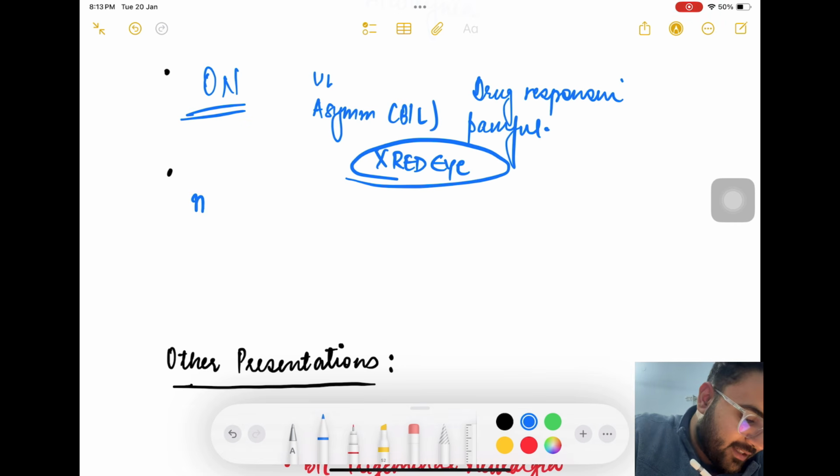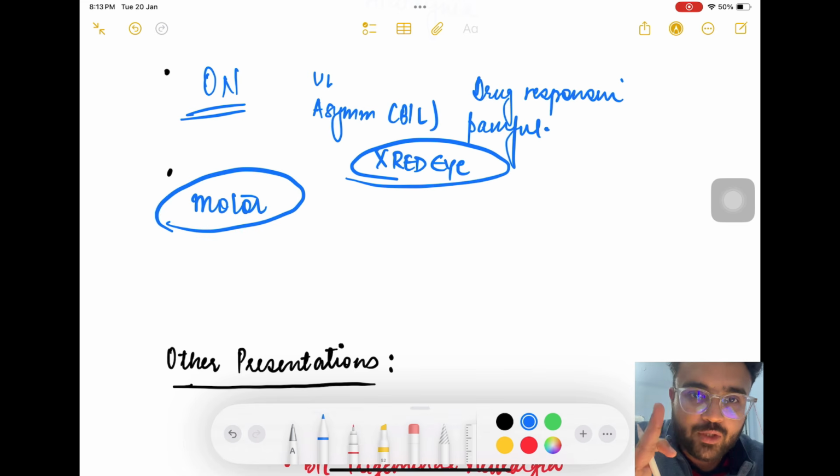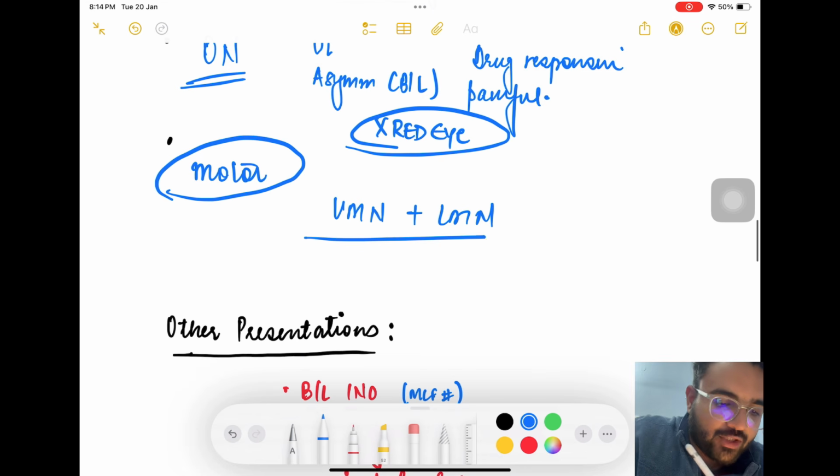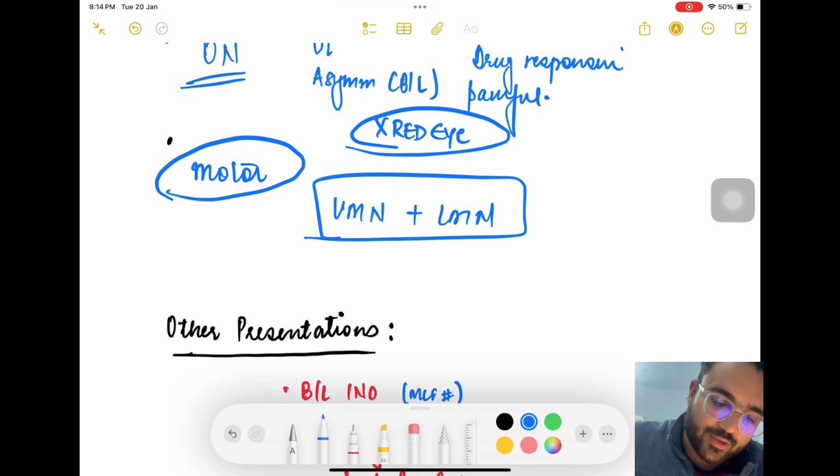Third is motor involvement, and there is a special thing about it. We all know it can cause demyelination of the cortex, subcortex, brainstem as well as spinal cord. So wherever it causes demyelination, it will cause symptoms at that site. Motor involvement can present as both upper motor neuron plus lower motor neuron lesions, and this is a special feature of two diseases.